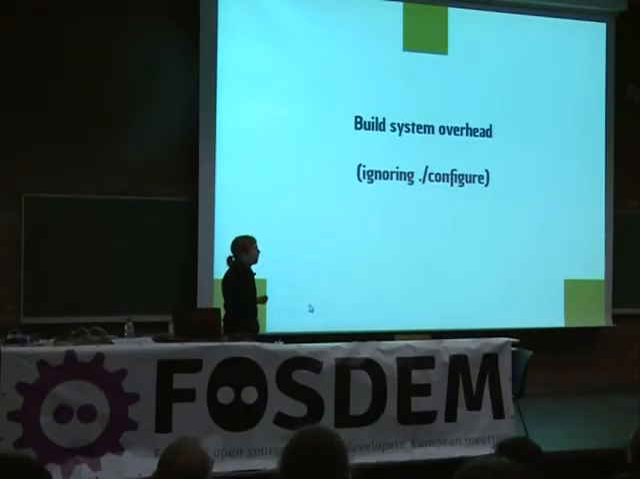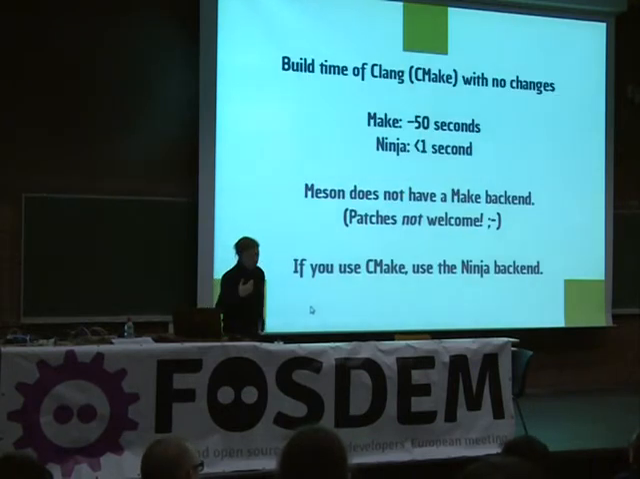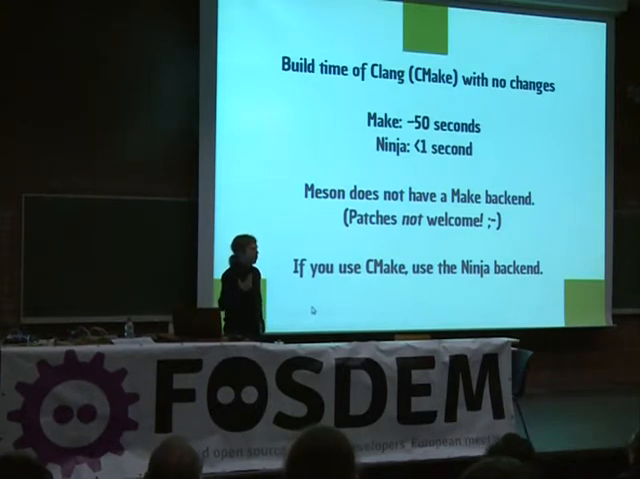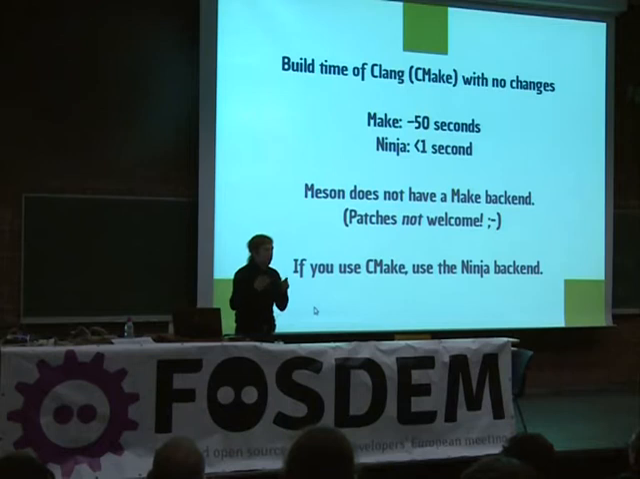Build systems also have a kind of overhead. Anyone who's ever run a configure script knows that, but let's go a bit deeper than that. If you have a checkout of Clang, which uses CMake to build, and you have it compiled, and then you just type make again with no changes at all, it takes about 50 seconds for make to check that nothing has changed and it doesn't need to do anything. So whenever you do anything, it's 50 seconds before you get any results, or 25 seconds if it happens in the middle. Now, CMake has a Ninja backend.